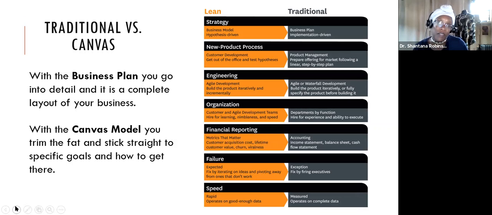So that's the difference. Just make sure that you're mindful of that. Canvas is great if you have a straight-to-the-point business that you're running and you're able to answer those questions as well.